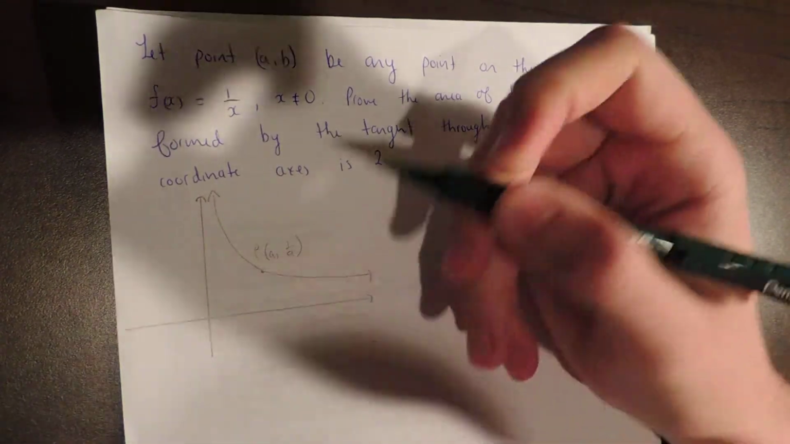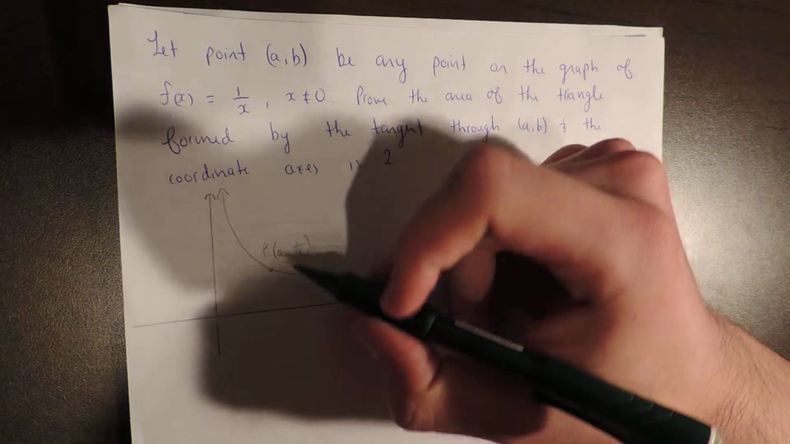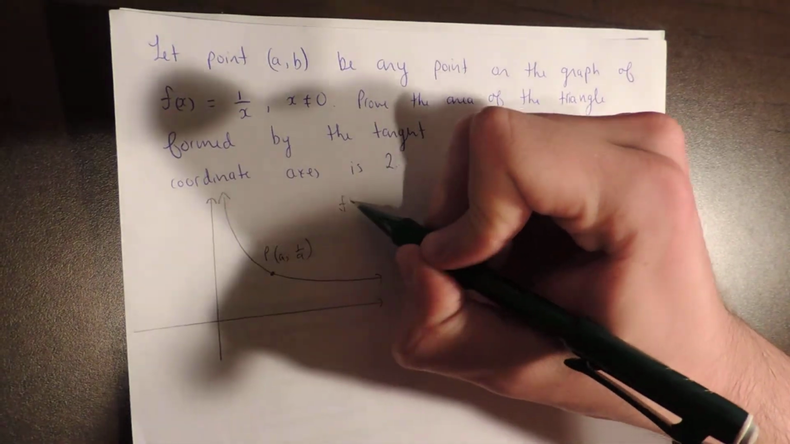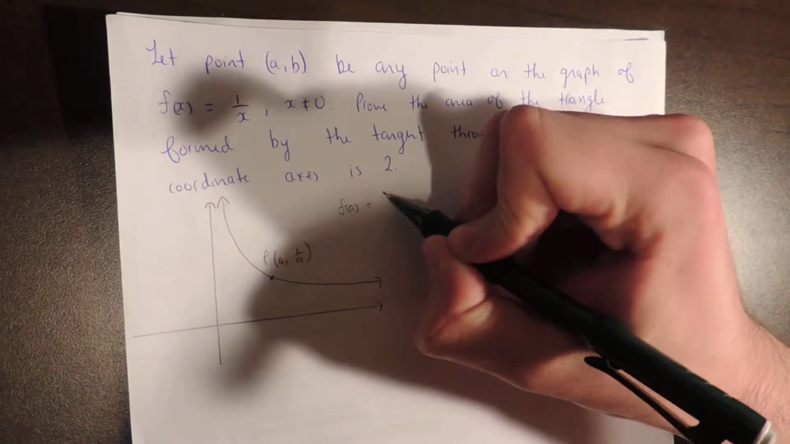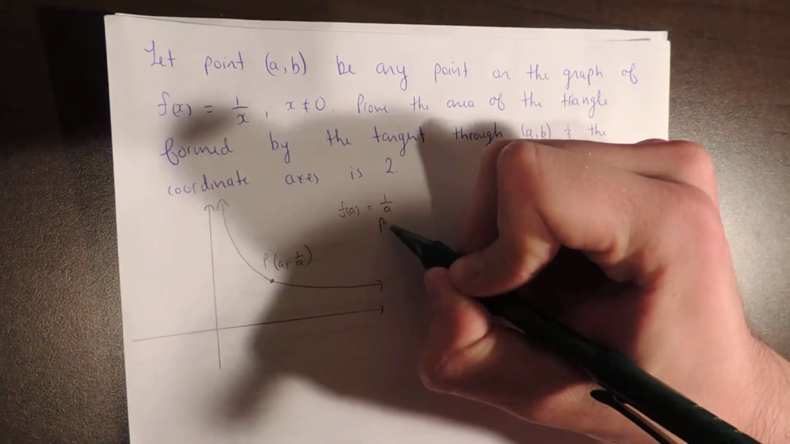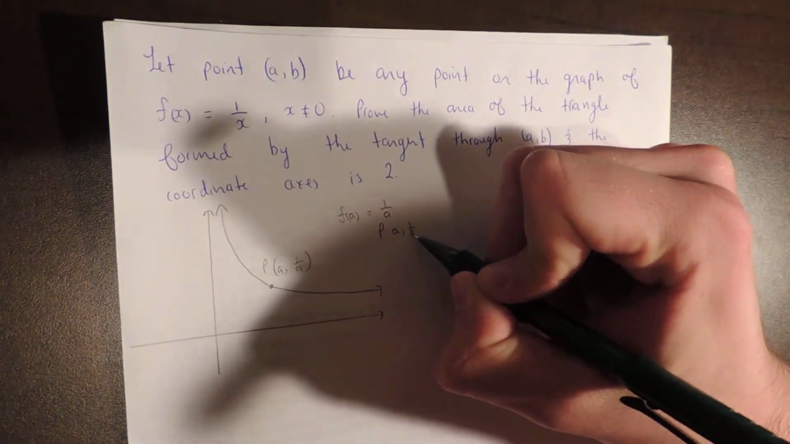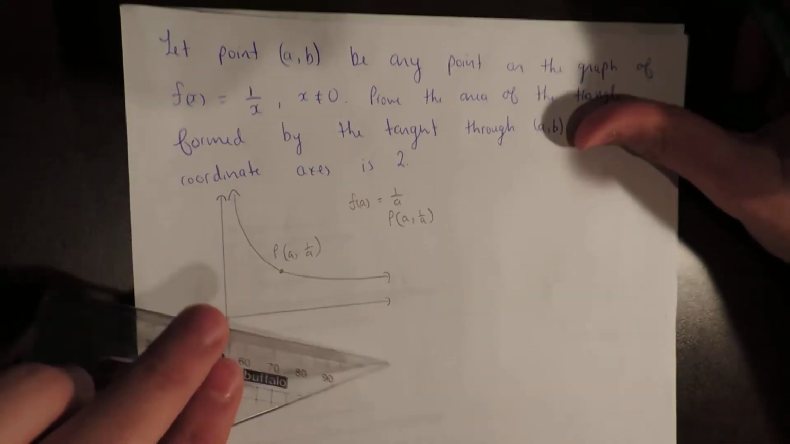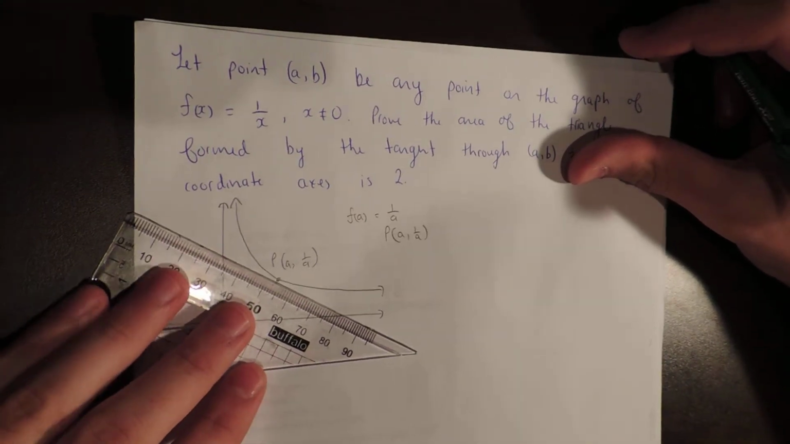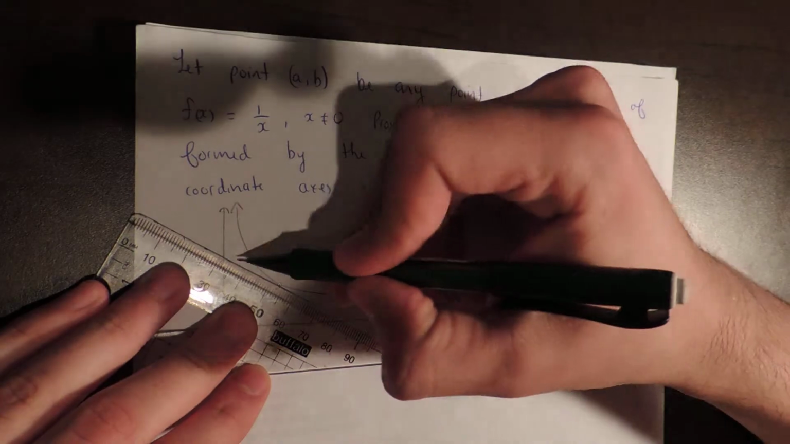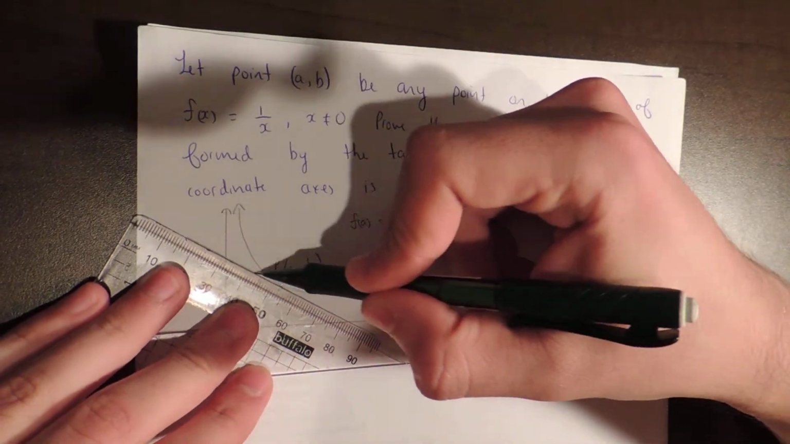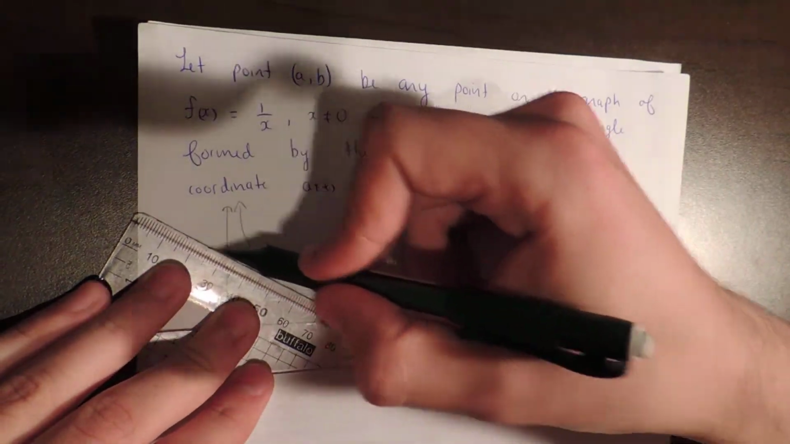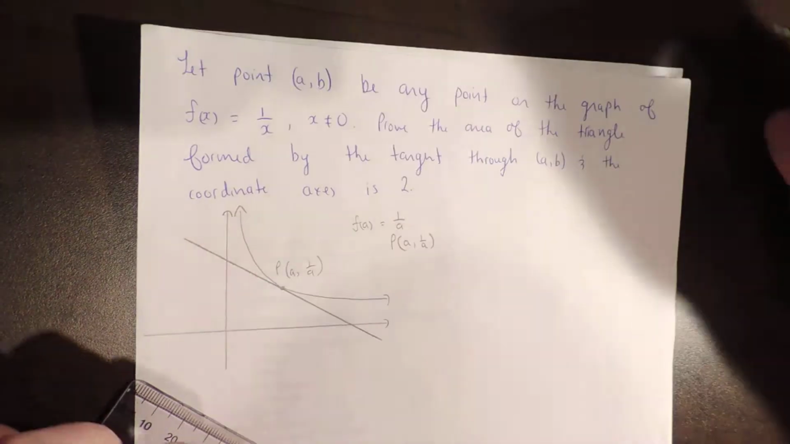How did I get that? Well, when you replace x with A, you get f of A equals 1 over A. So therefore the point is A, 1 over A. And we're going to use that point and sketch out the tangent at A. So this tangent looks somewhat like this. Here's the line, here's the tangent.